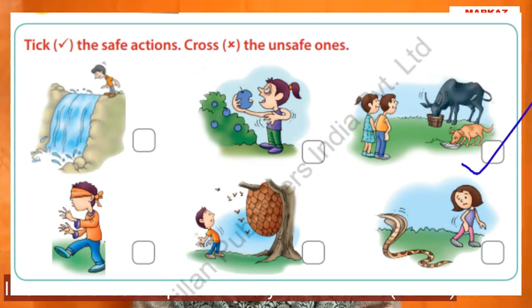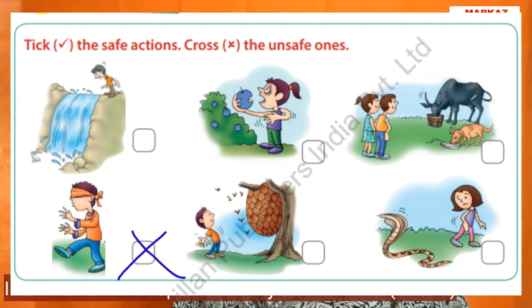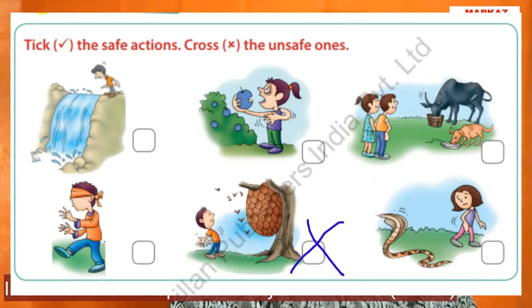Next one, a boy has been blindfolded. That means his eyes are covered and he is trying to walk. That is not at all a safe action because he may fall down. Next one, you see a picture of a honey comb or a beehive on a tree, and a small boy is going very close to the beehive. It is not at all a correct action because he may get stung by the honey bees.